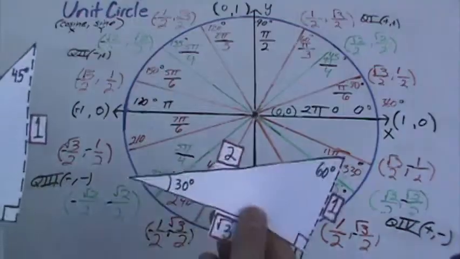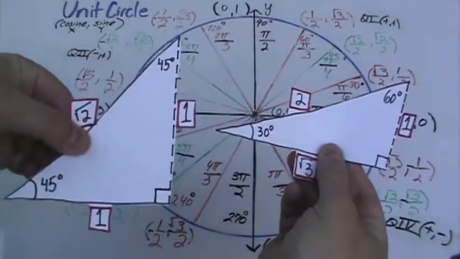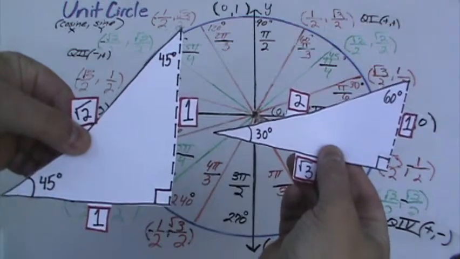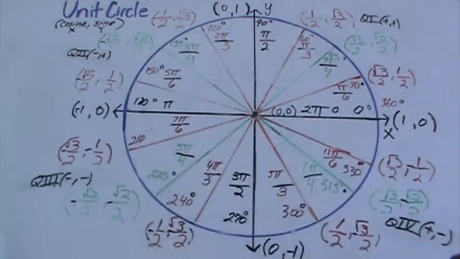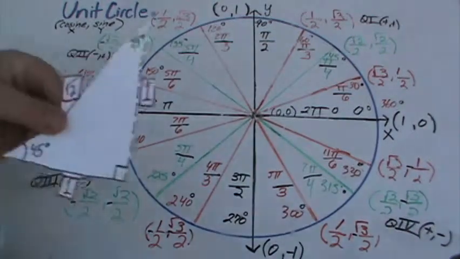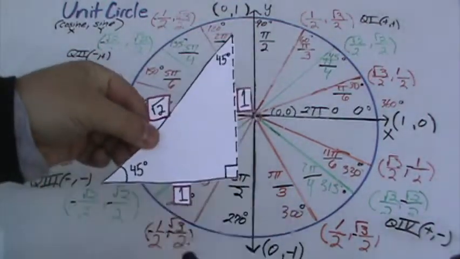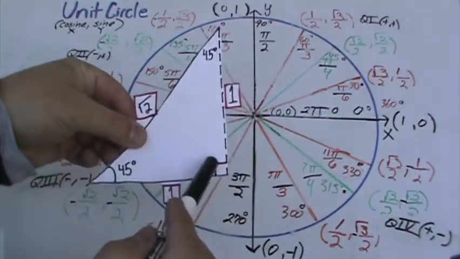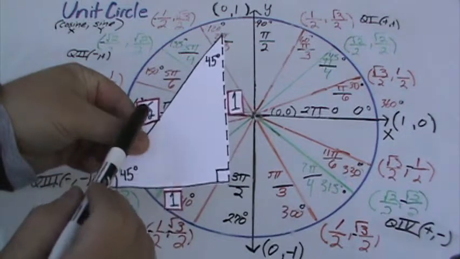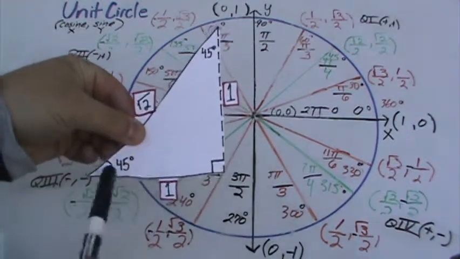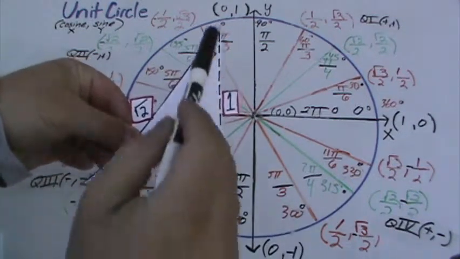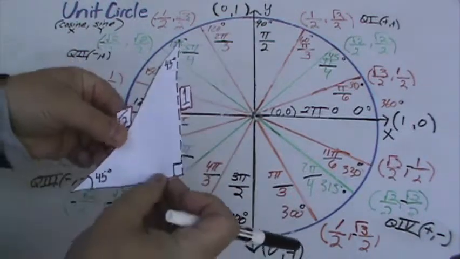Now in order for me to explain how we got those numbers, we're going to have to think back and remember our right special triangles. So let's start with this triangle, which is your 45, 45, 90 degree triangle. Your hypotenuse or radius is going to be square root of 2. Your x value is going to be 1, and your y value will also be 1.